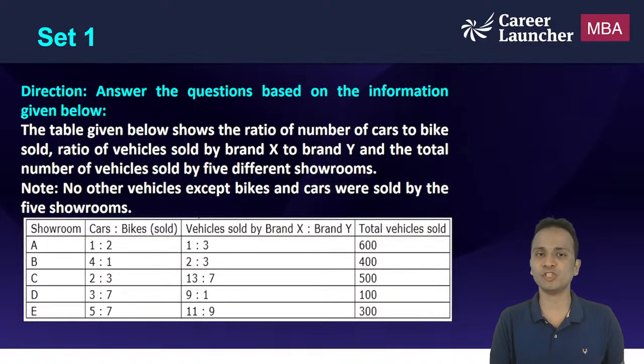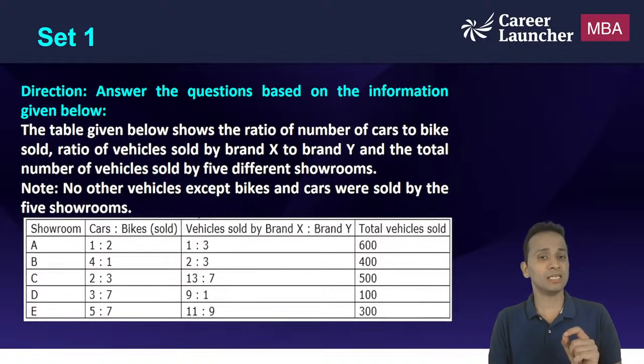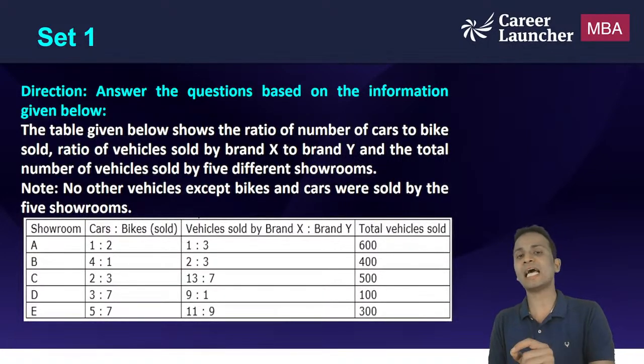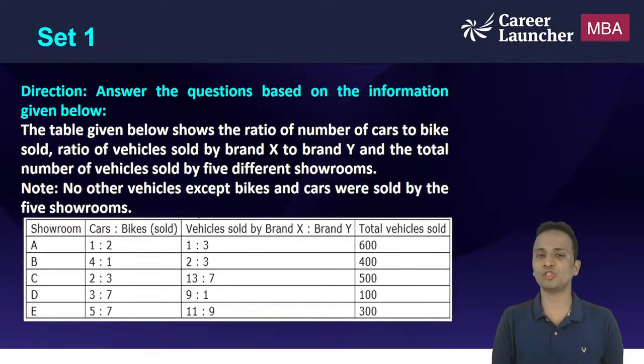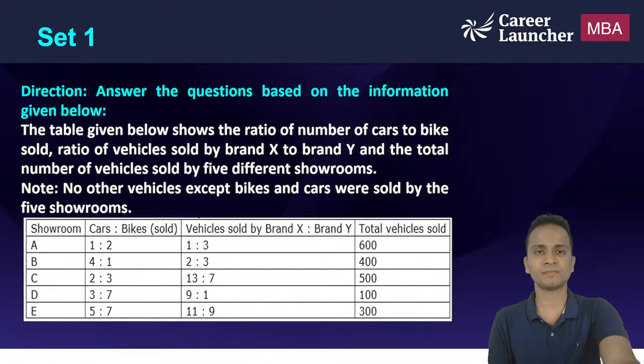respectively by each and every showroom, as well as the vehicles sold by brand X and brand Y for each and every showroom, out of the total number of vehicles sold for every showroom mentioned in the table. Okay, so take 2 minutes and quickly segregate this data so that we can have a look at each and every question that will follow. So, 2 minutes.